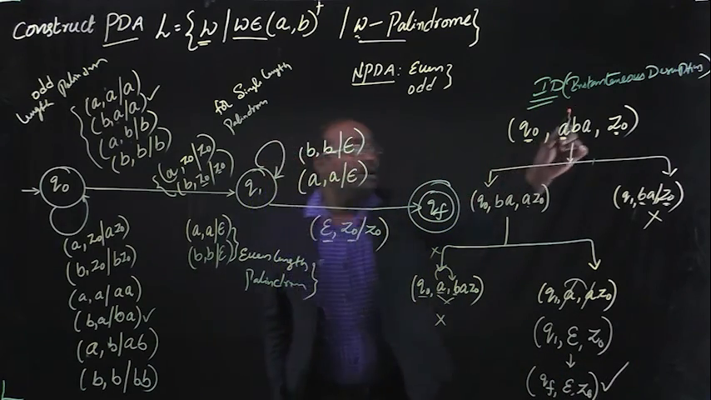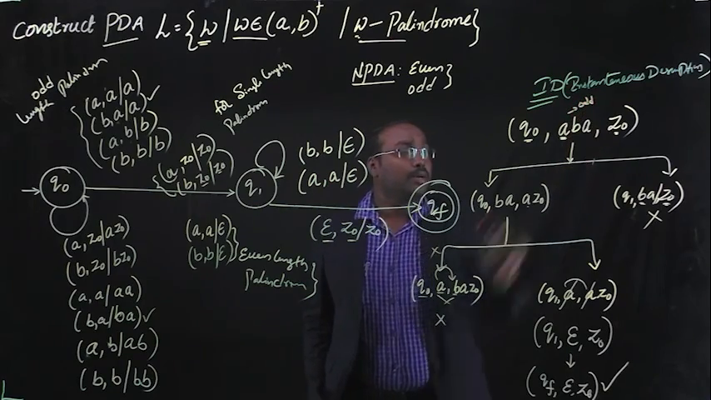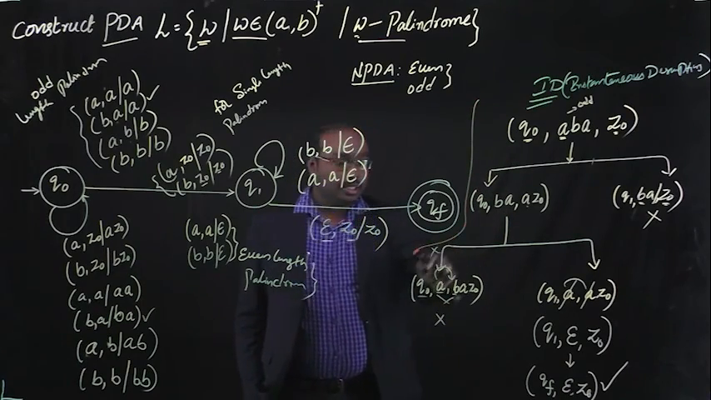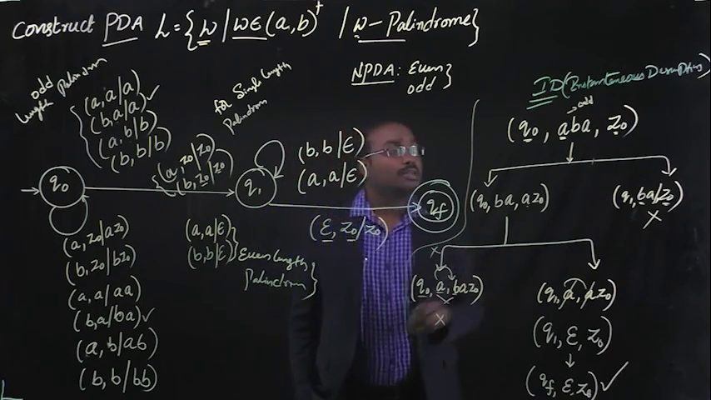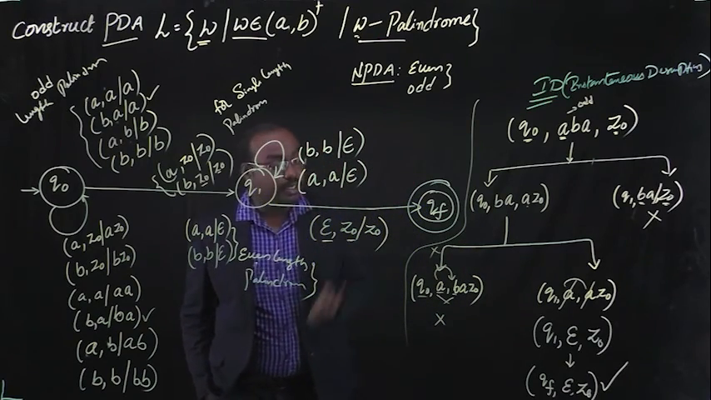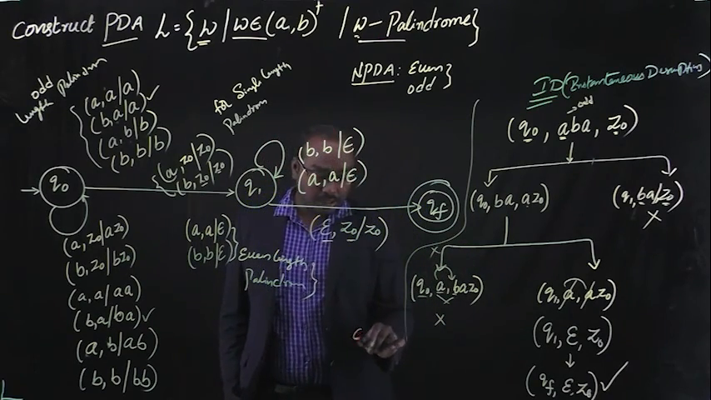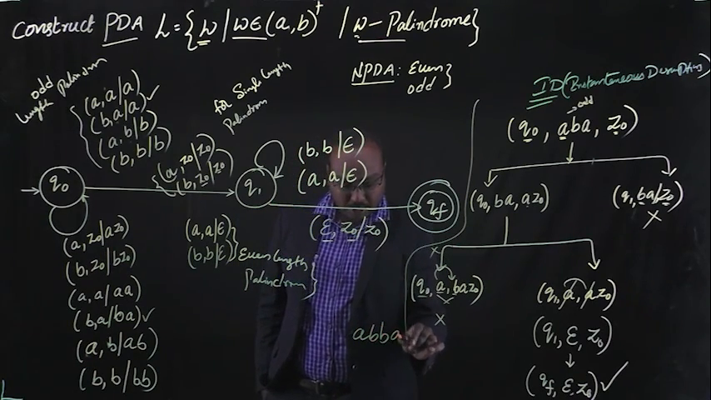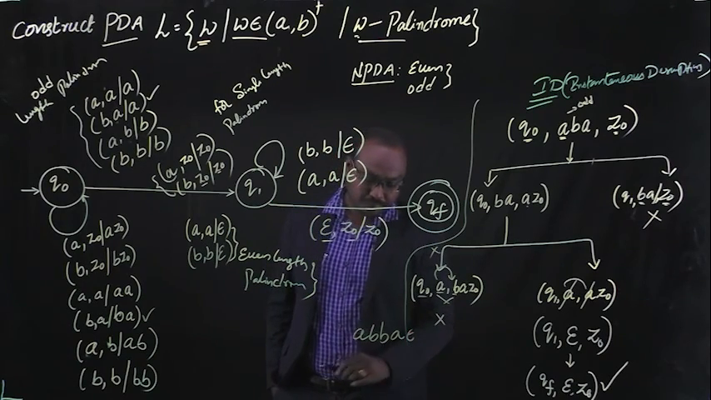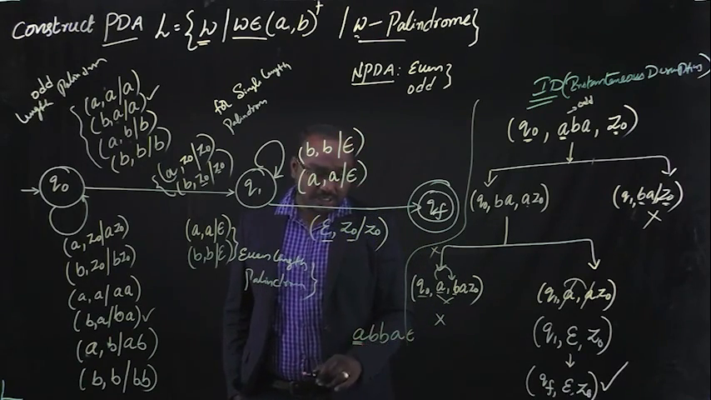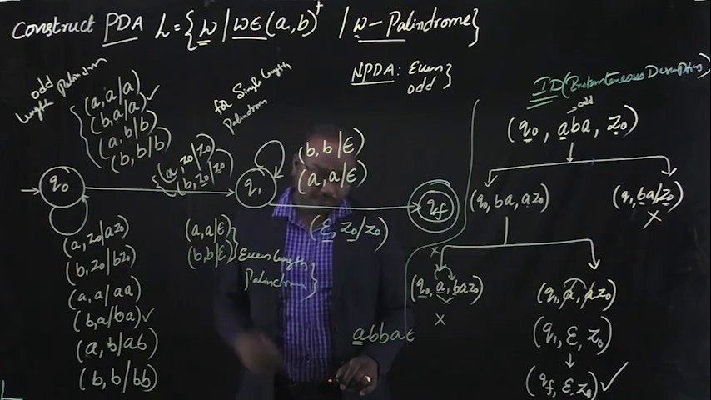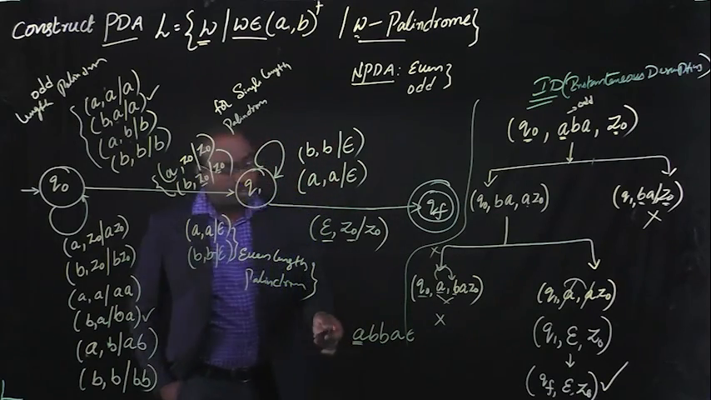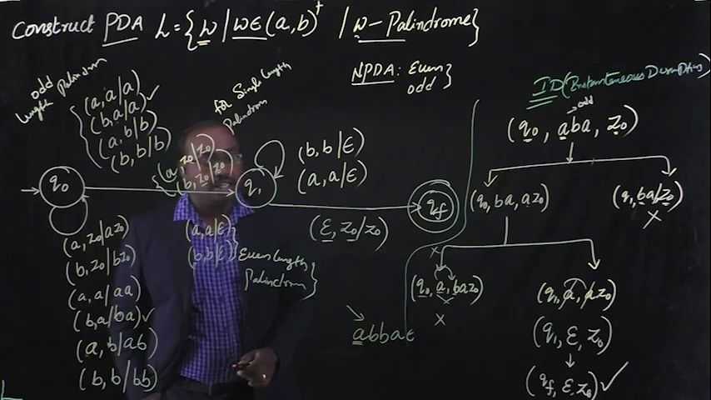So this was an odd length palindrome, ABA. This is the instantaneous description for the odd length palindromes. You can try the even length palindrome A, B, B, A and epsilon. Here also there are two possibilities. So you can try to solve this instantaneous description for even length palindromes.